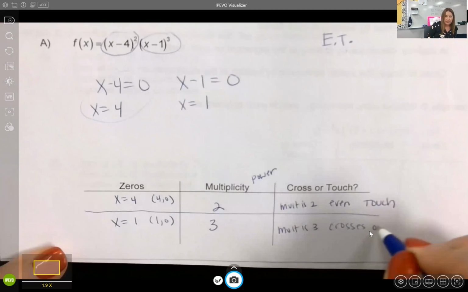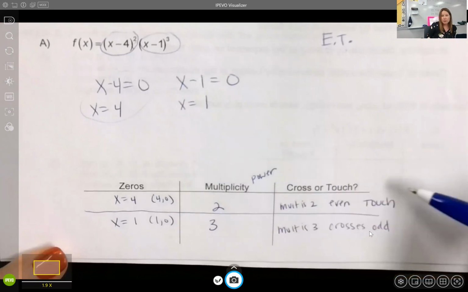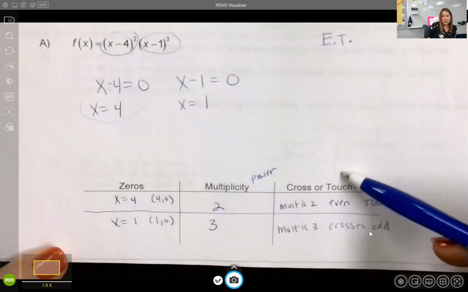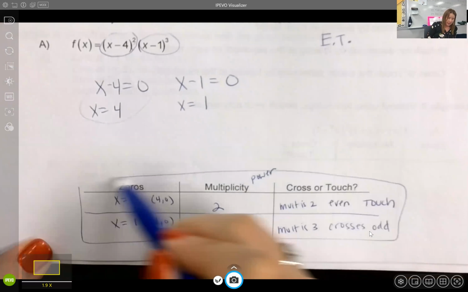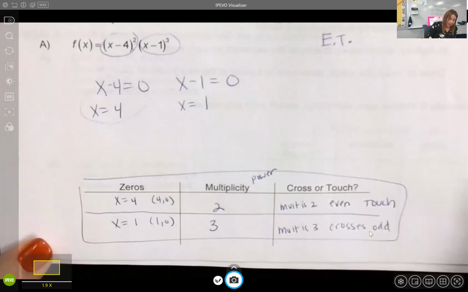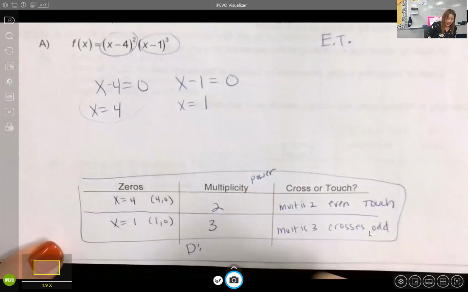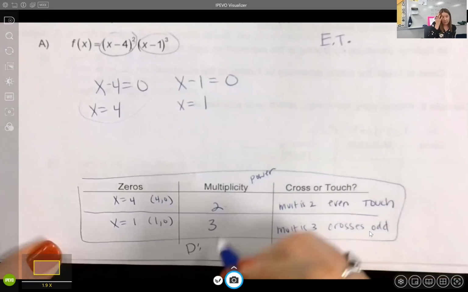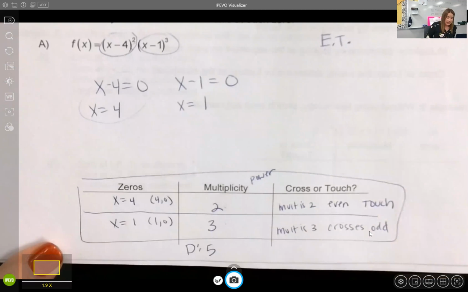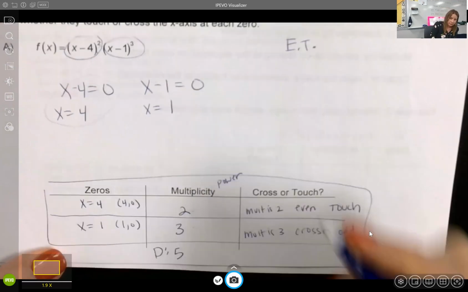Okay, so I'm just writing this out to help you. When you do it, you can just write a T or a C. You don't have to write all of this stuff. You just need to have your chart. Okay, and then the degree is if I add the multiplicities together. So 2 plus 3 is 5. So this is a 5th degree, okay?